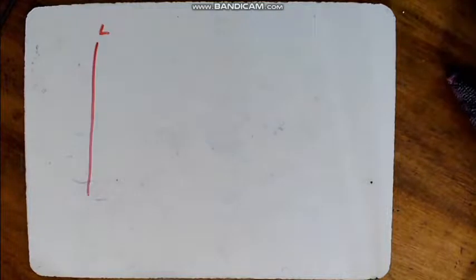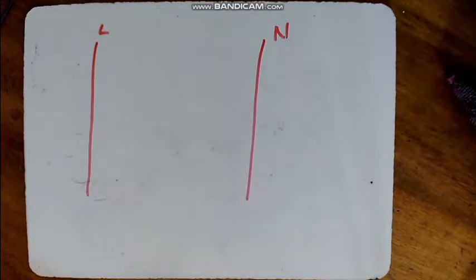In ladder diagrams, we have the live and the neutral. This live and neutral is normally referred to as the rails. Then the horizontal lines will be called the rungs. On the rungs, on the left hand side we'll have an input, and on the right hand side we'll have an output. Inputs are normally switches and outputs are normally contacts.